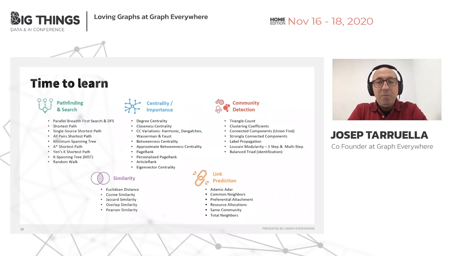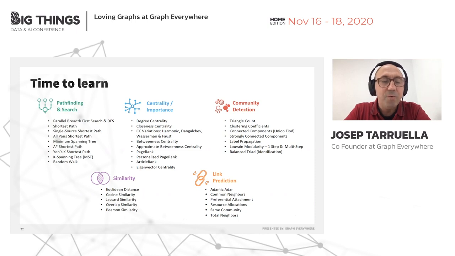So it's time to learn. It's time to learn algorithms, to understand algorithms, and to see where they are applicable in real life, because this is not mathematics again, it's business. We have to talk about these different families or classifications of algorithms: pathfinding, connections, right?